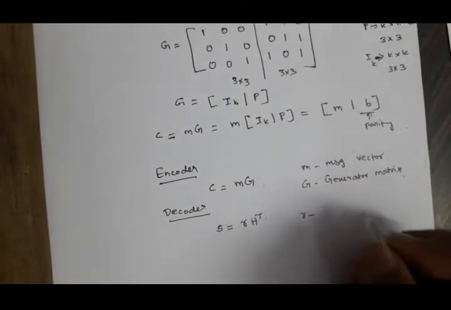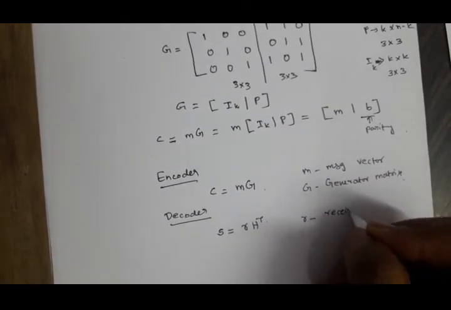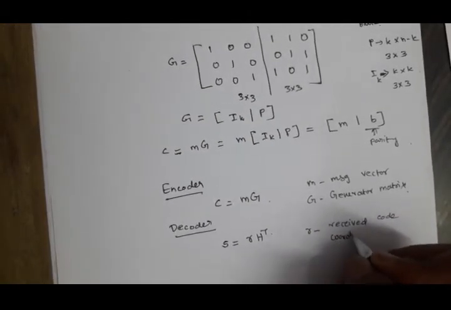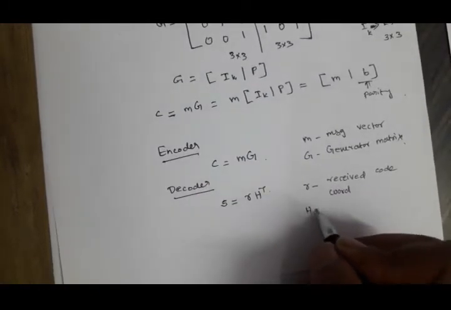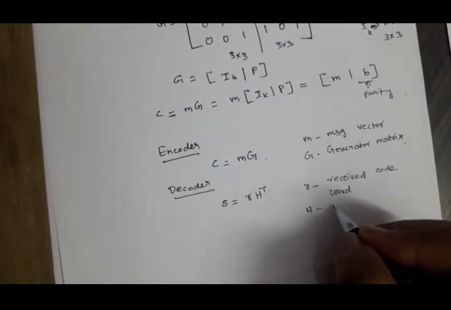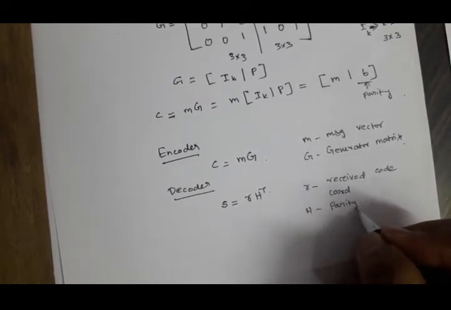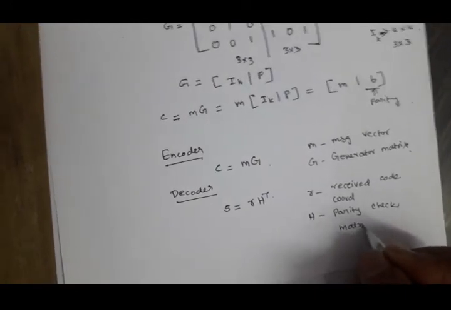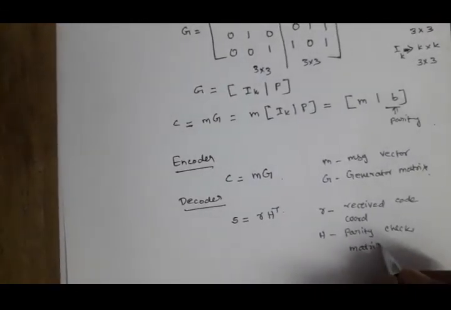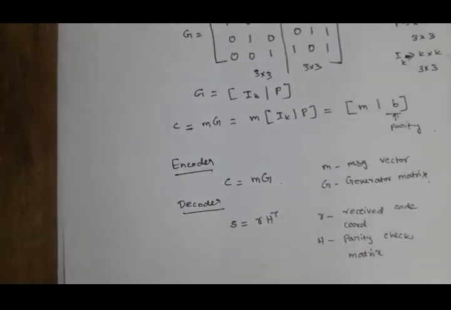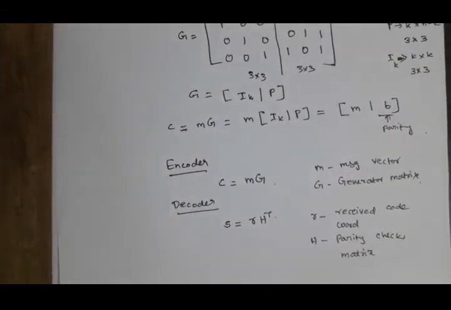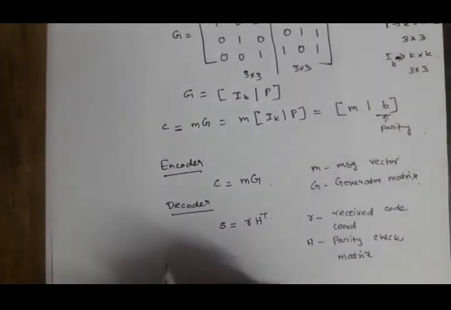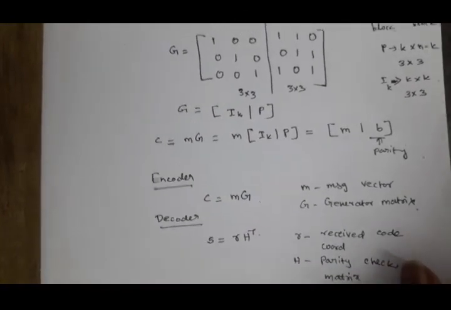Here R is the received code word, and H is the Hamming matrix, or otherwise the parity check matrix. So we have to determine H transpose also. So for that we have to determine H.